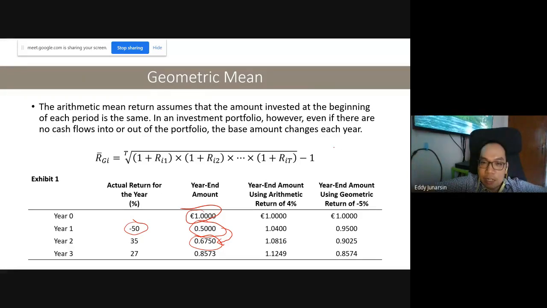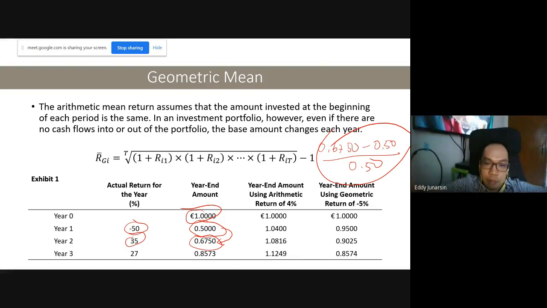It's 67.50 minus 50 cents divided by 50 cents. Okay, so we got this, right? It improved by 35%. And then from 67.50, it changed again to 58.73. Again, this is very easy: 58.73 minus 67.50 divided by 67.50. So we got minus 27%.